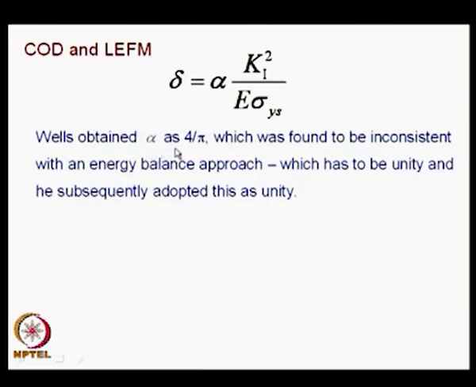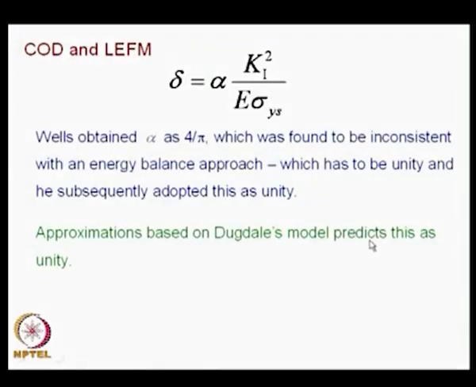Wells obtained alpha as 4 by pi from Irwin's approach, which has to be unity from energy balance approach, and he subsequently adopted this as unity. See the difficulties, you have one set of expressions, you get one result, and you find that this is not consistent with energy analysis, then you modify it, then you take a comfort. If I do not go through Irwin's model, if I go through Dugdale's model, I get this as unity. Approximations based on Dugdale's model predict this as unity. So, you have a confirmation from Dugdale's model plus energy balance approach.